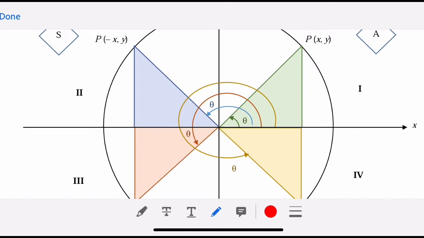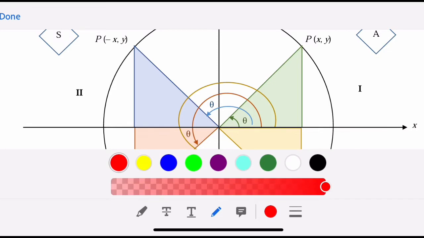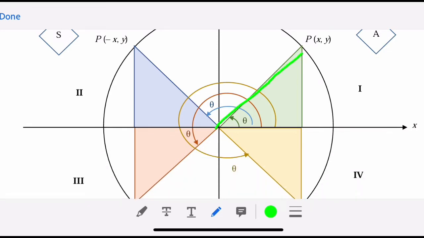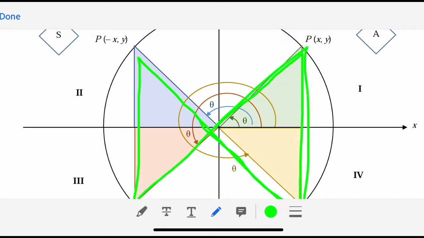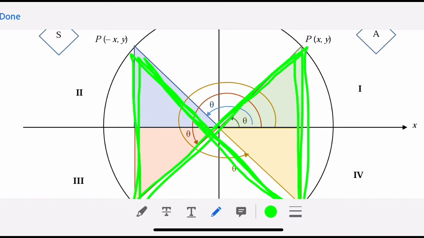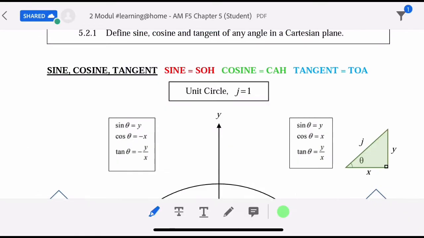So I call this the butterfly. I call this the butterfly because it looks like a butterfly, and because the butterfly always gives us a good impression, good result, right? So this is the so-called butterfly. You need to memorize the butterfly.